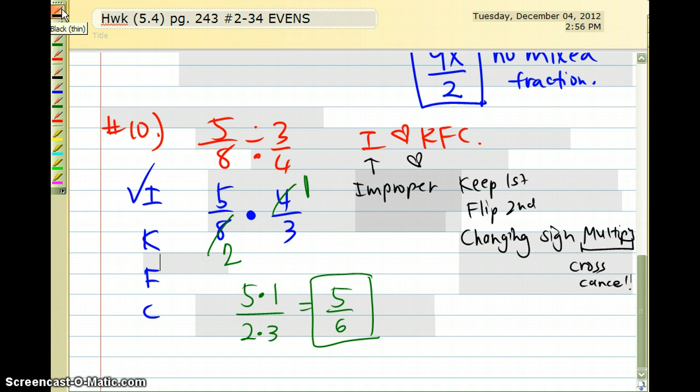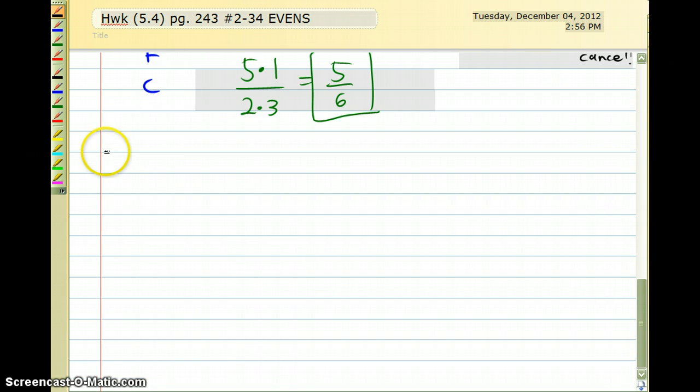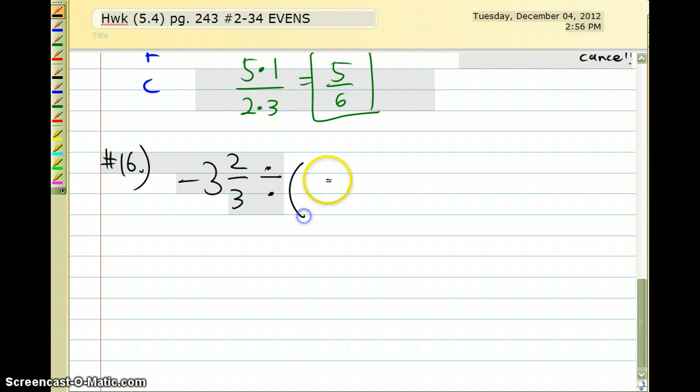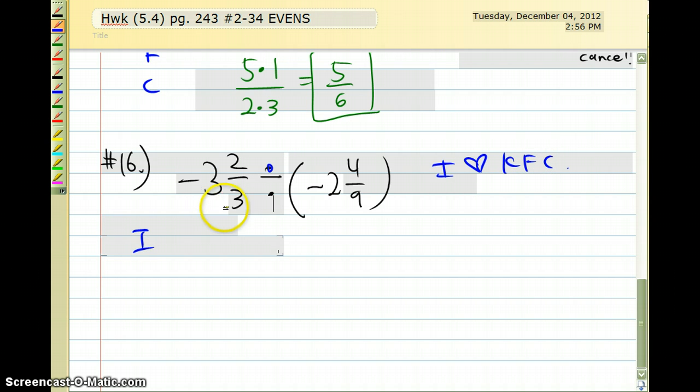And we're going to skip down to number 16 with some of the negative ones. Negative 3 and 2/3 divided by parentheses negative 2 and 4/9. Okay, because I'm dividing, I'm going to first do I heart KFC. When I do, I'm making them improper.